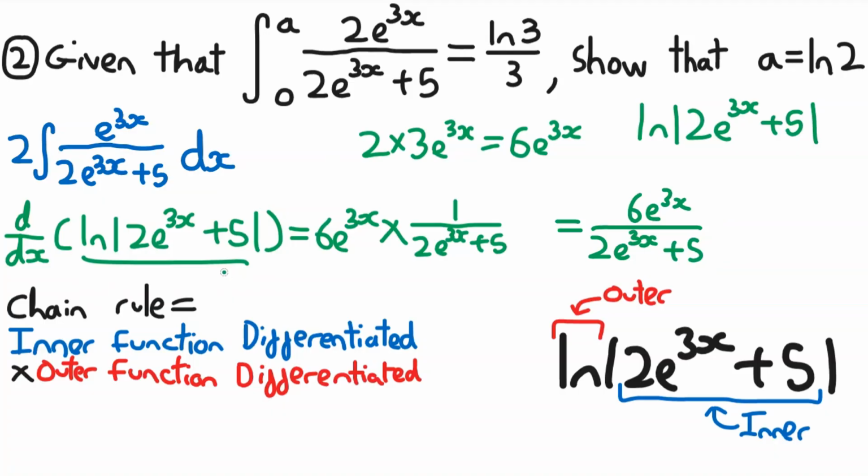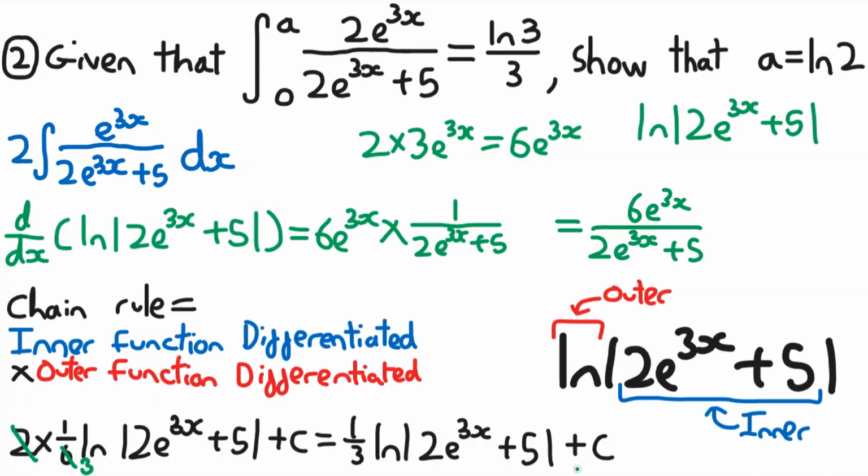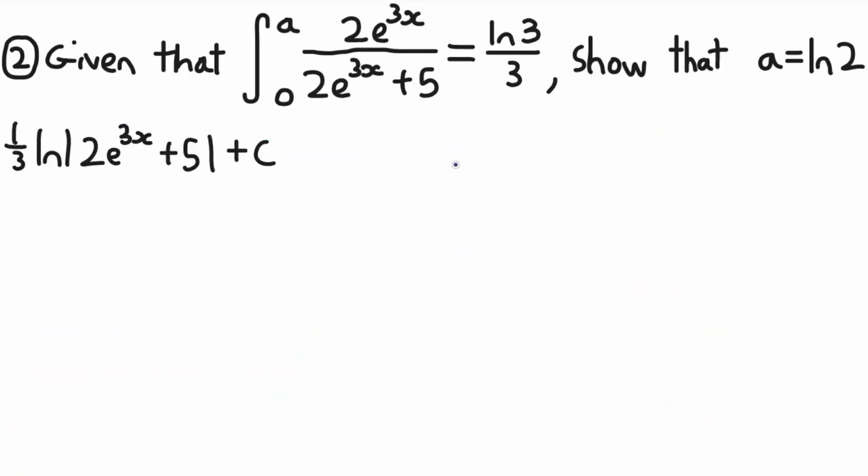So it's going to be this, the integral, but remember to divide by the coefficient here, which is the 6. So it's going to be 1 over 6, and then the natural log of the modulus of 2e to the power of 3x plus 5. Remember we have this 2 at the front that we took out, so it's going to be 2 times this, and this will cancel out with this 6 to leave 3. So it'll be 1 over 3, the natural log of 2e to the power of 3x plus 5. And then remember the constant of integration here.